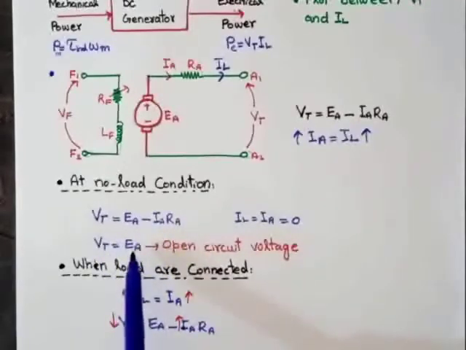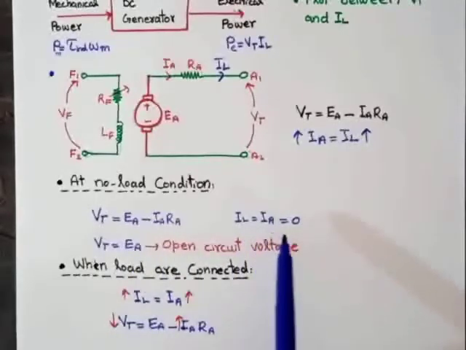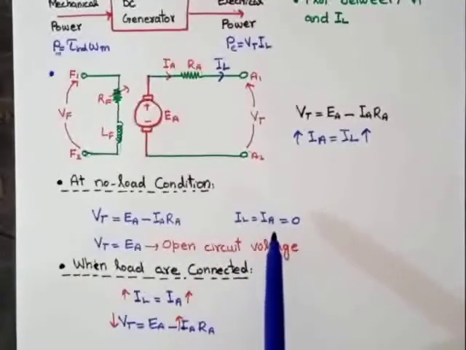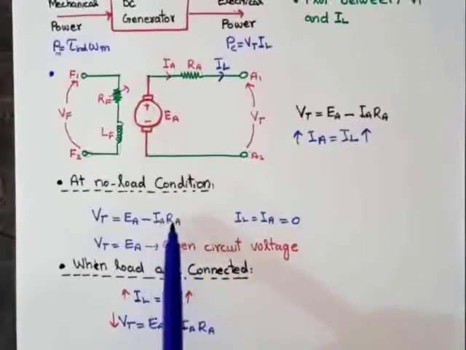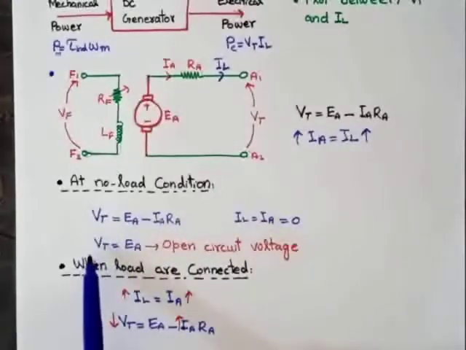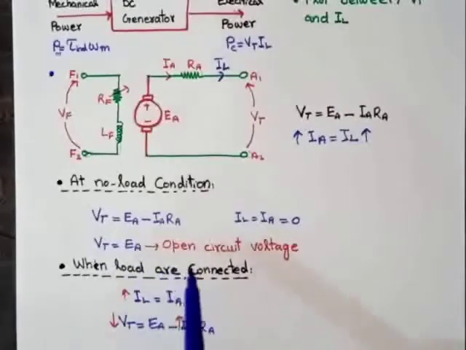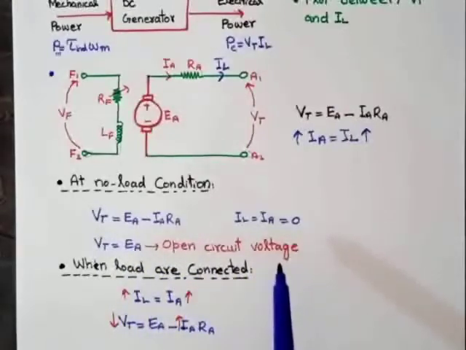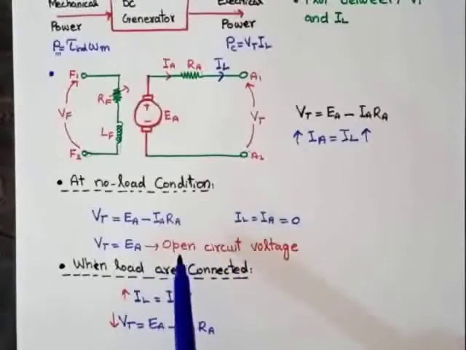Vt is equal to Ea, because here the value of Ia is 0. By putting the value of Ia is equal to 0 in this equation, this factor will be equal to 0 and the remaining equation will be Vt is equal to Ea. This is called the open circuit voltage. In case of no load, the voltage is called the open circuit voltage.